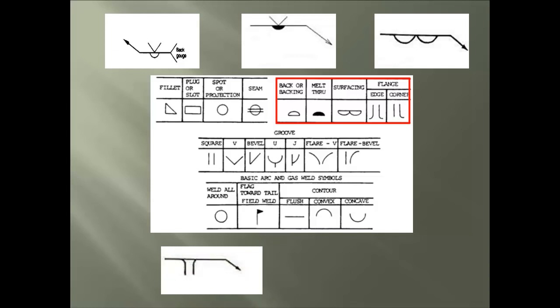And lastly in this group are two different weld symbols. The first is the edge flange groove, which is usually a corner on a bent plate welded to another corner of a bent plate. And second is the corner flange groove, which is found when a corner of the bent plate is welded to a flat plate.